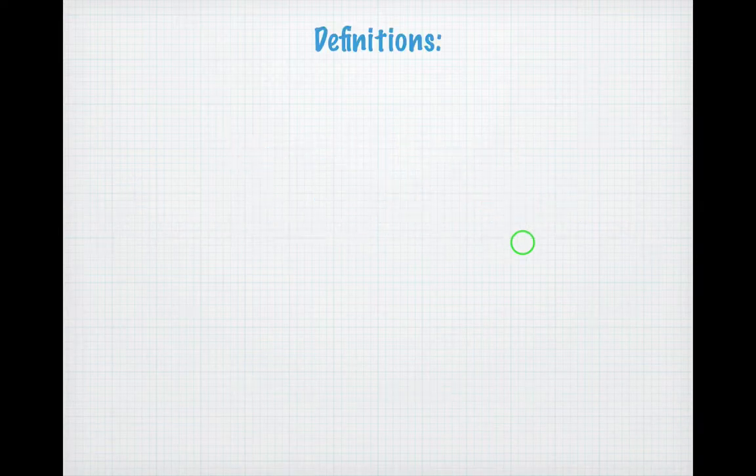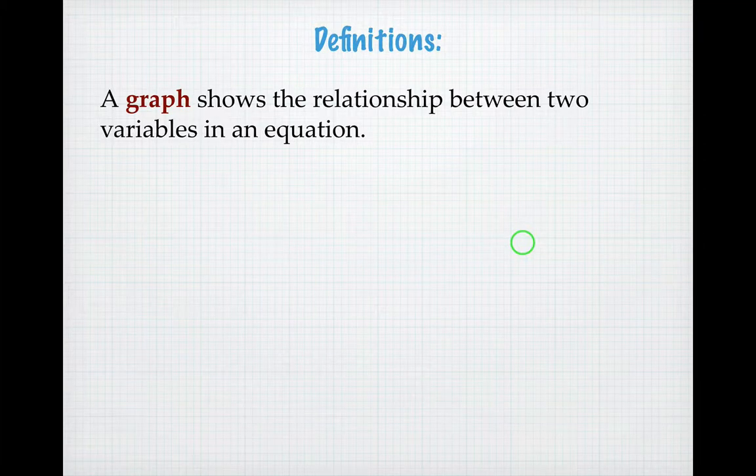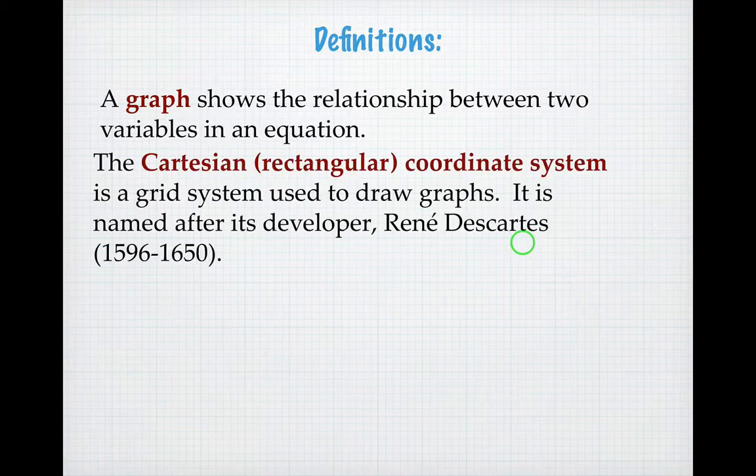So some definitions. A graph is something that shows the relationship between two variables in an equation. You guys have probably done this since the 4th grade. You don't need to write this one down, but the graph, XY coordinate, is also called a Cartesian coordinate system. And it's what we're going to use to draw graphs.